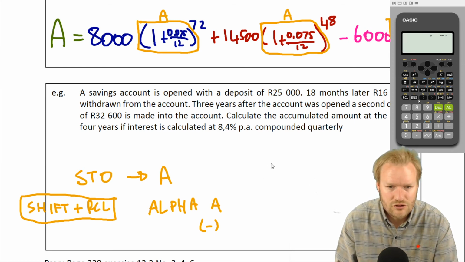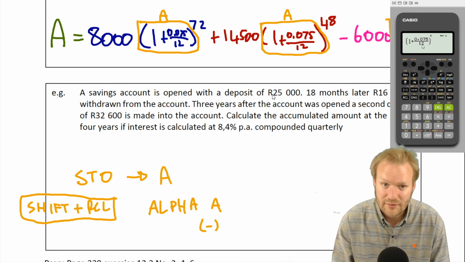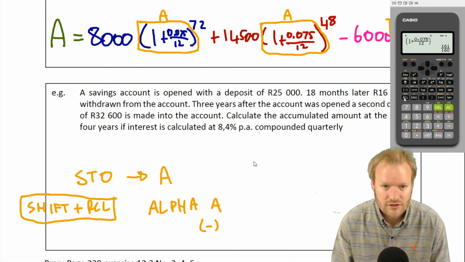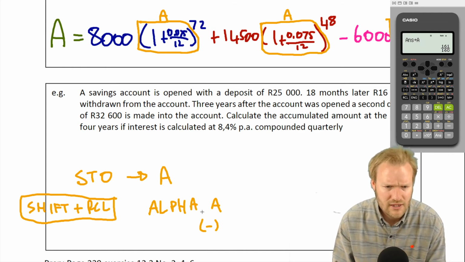So let's just run through that again. We've got 1 plus 0.075 divided by 12. And yes, this is definitely worthwhile doing. It feels like it's taking a long time this first time, but it's really going to save us time, and it's going to make what we do look a lot easier in the next step. So we put that in, equals. We go shift store. Where do we want to store it? In A. So I'm actually wrong there. We didn't have to press the alpha A there.